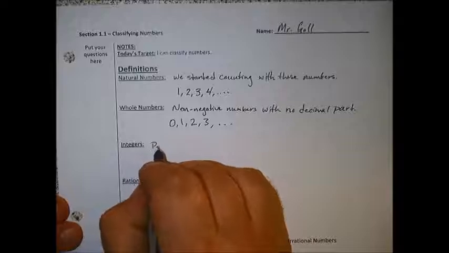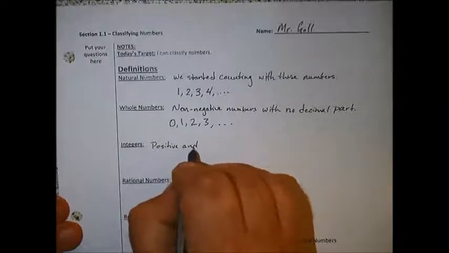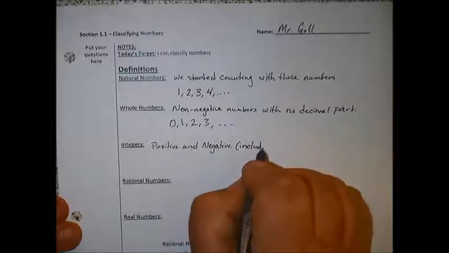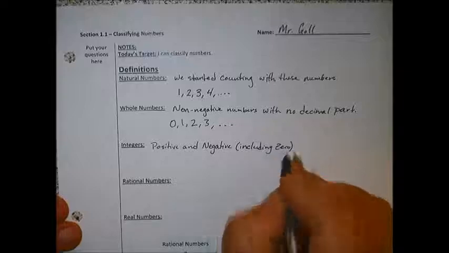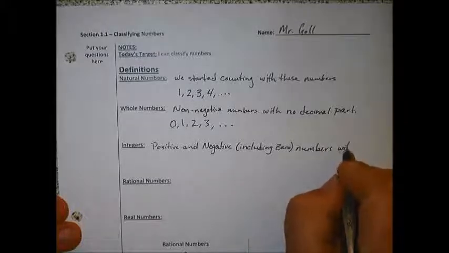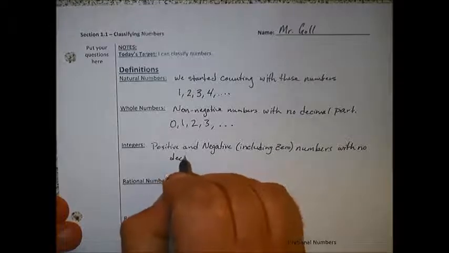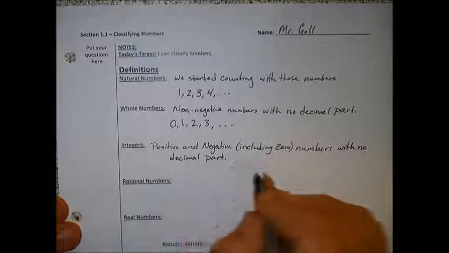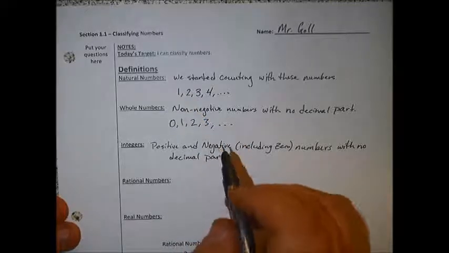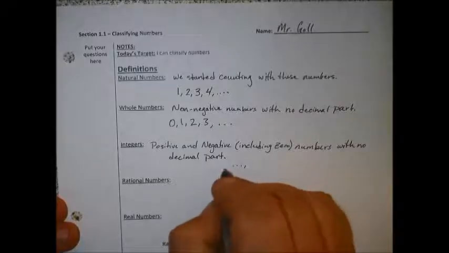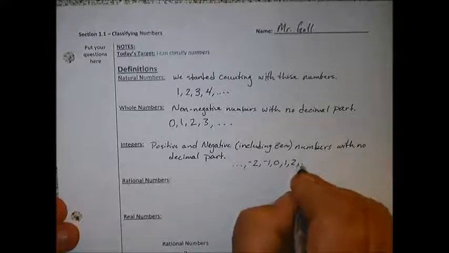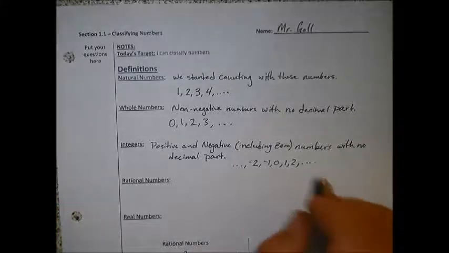Integers are positive and negative, I'm going to say including 0. Okay. They're positive and negative numbers with no decimal part. Okay, so this is the first set of numbers that doesn't have a true beginning. Okay, these two sets here start at a specific spot. Okay, this one comes from a never-ending list, and I'm going to go -2, -1, 0, 1, 2, and it keeps going. Okay, it goes on and on forever in both directions.